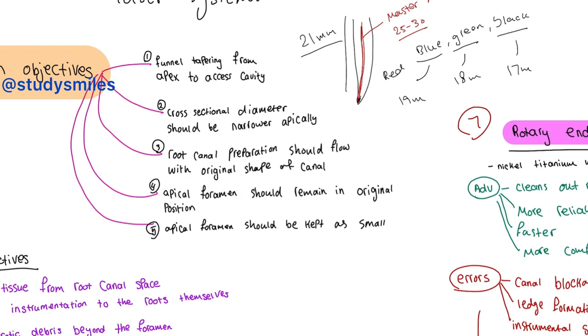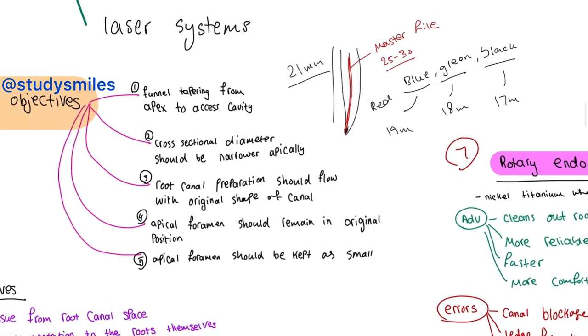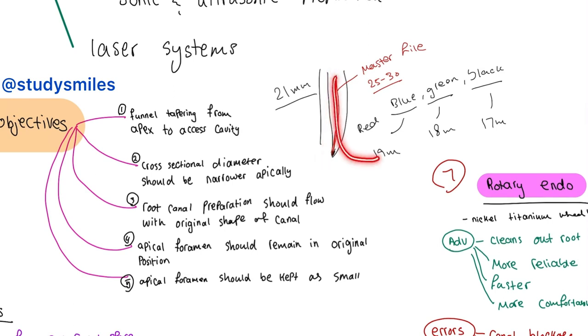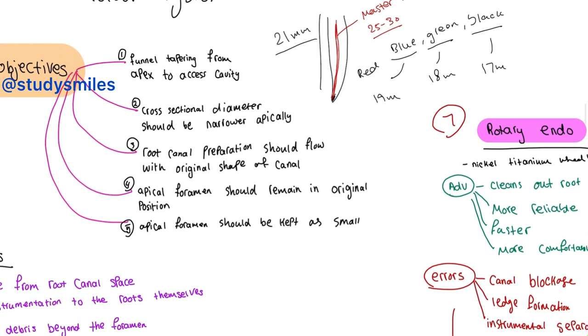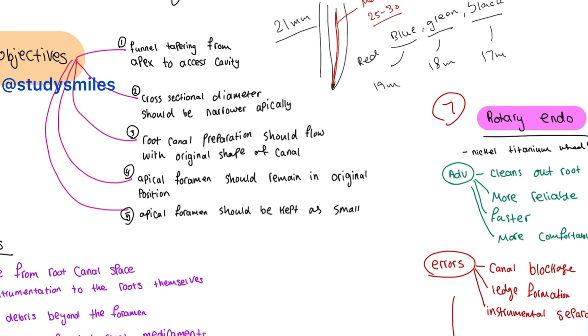Now, the third objective is that the root canal preparation should flow with the original shape of the canal. So if it's like this, we're not supposed to go in like this, or make a turn, you know? Makes sense. The fourth objective is that the apical foramen should remain in its original position, meaning that we shouldn't make another opening here, for example, or here. Where it is, it should remain there.